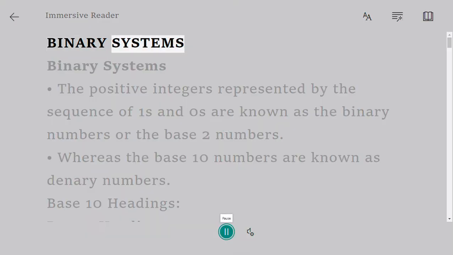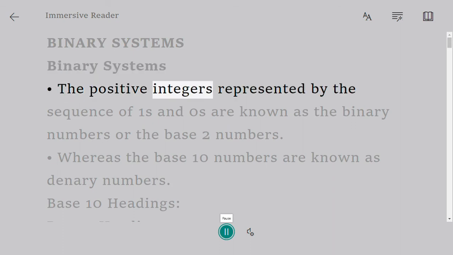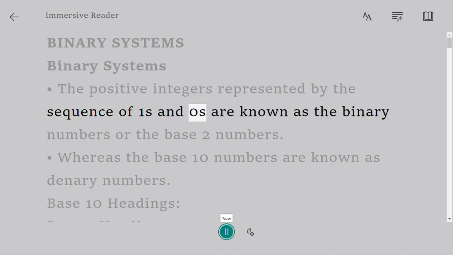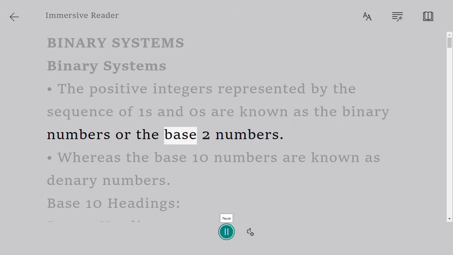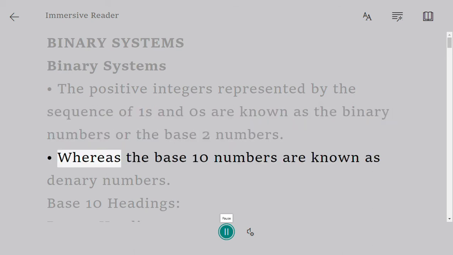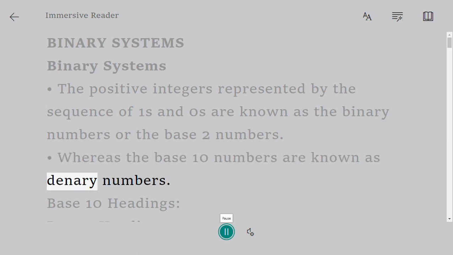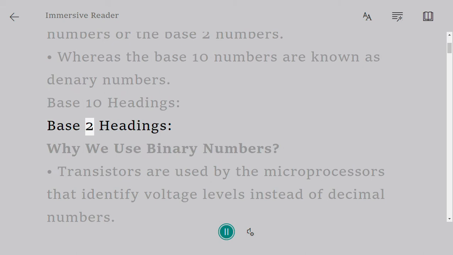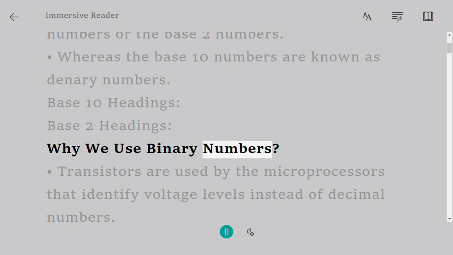Binary systems. The positive integers represented by the sequence of ones and zeros are known as the binary numbers or the base 2 numbers, whereas the base 10 numbers are known as denary numbers. Why we use binary numbers.